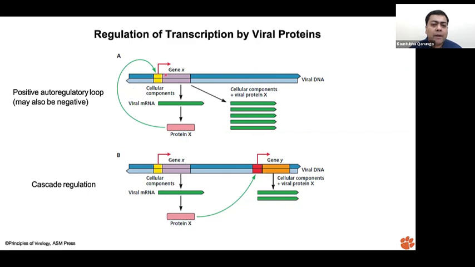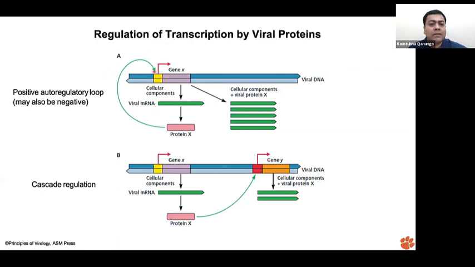So what it is, you have this initiator sequence and you have a gene X that produces the viral mRNA and is translated into the protein X. This protein X by itself will bind onto the regulatory sequence of its own, and it can enhance the viral transcription. If it enhances the viral transcription, then we will say that it is a positive autoregulatory loop. On the other hand, this can inhibit this one as well.